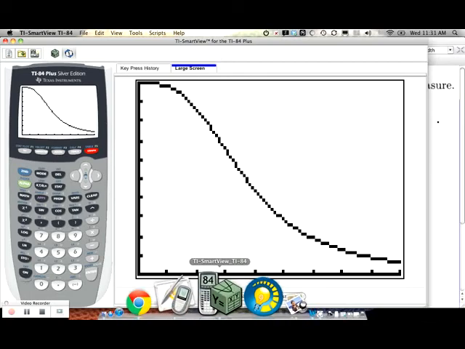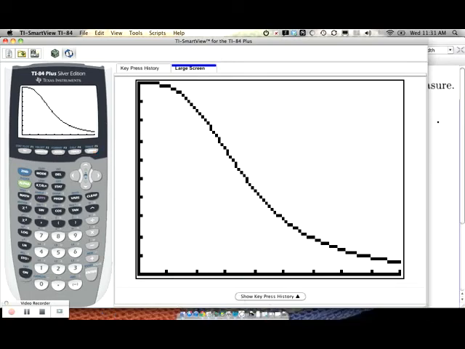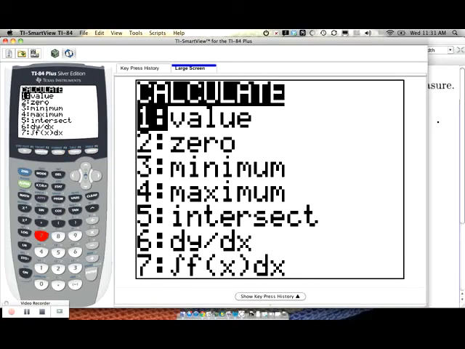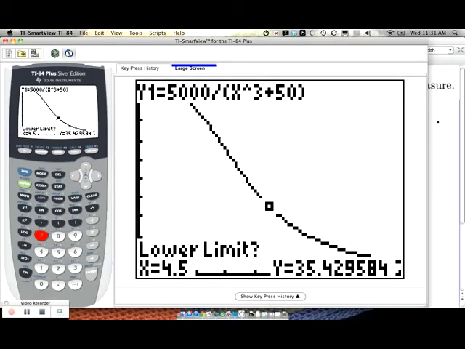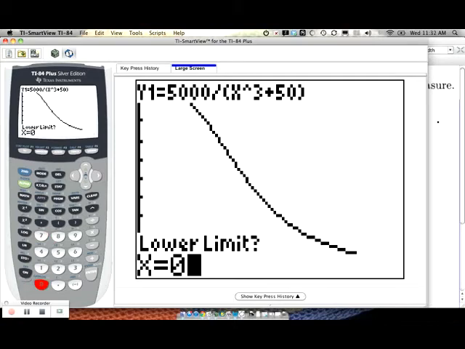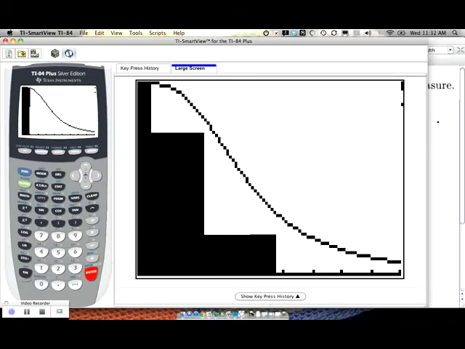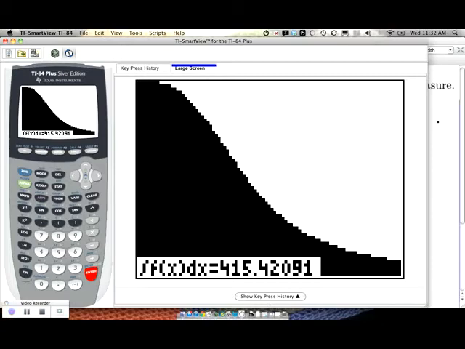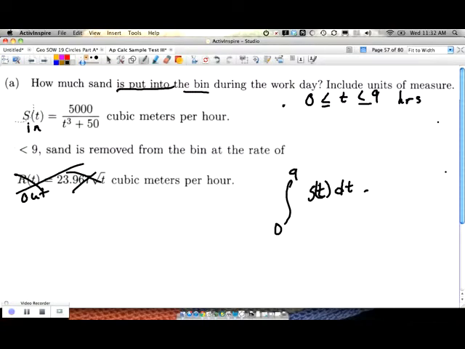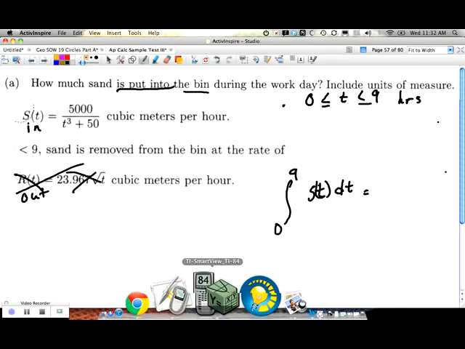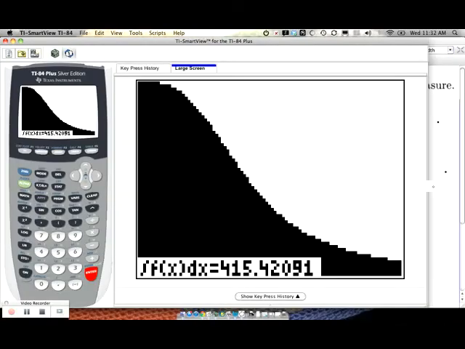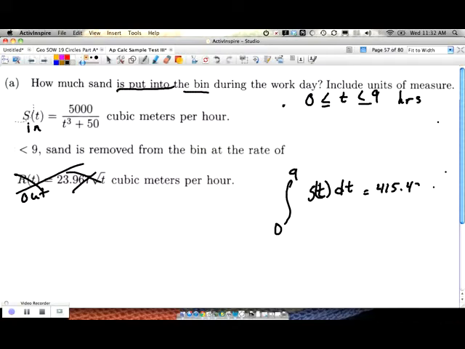if we integrate this. So we're going to second calculate. Integrate is number 7. Our lower limit's 0. Our upper limit is 9. We type those in. It shades it in. The value that we get is 415.4209. Remember, 4 digits is always safer than 3. Oh, I forgot what it was. It was 415.4209. And that is equal to, well, if it's cubic meters per hour and we take the integral, then this is just meters cubed.